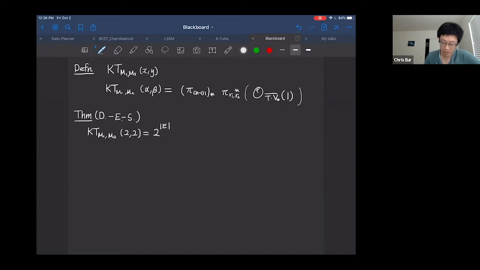Instead, it equals the following number of subsets in E such that A is independent in the bigger matroid, and it is spanning. In other words, it has full rank. In other words, it contains some bases in the smaller matroid.